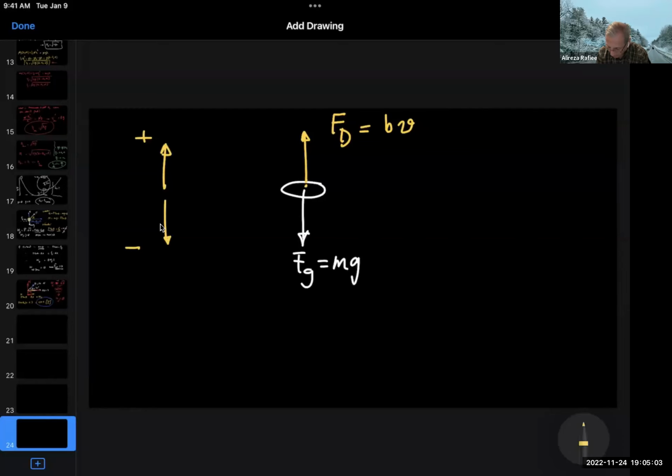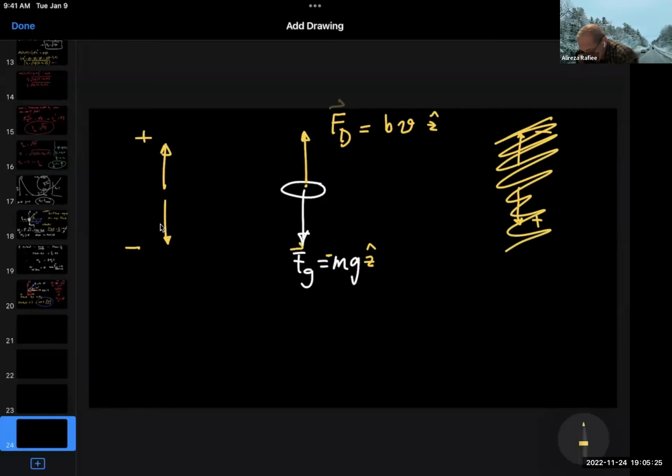If I put this as a vector, this becomes minus mg in the z direction, and this one would be in the z direction. Okay. If, on the other hand, I consider this direction as positive and this direction as negative, then I can put a negative down there. But it's easier if I go with positive upward.